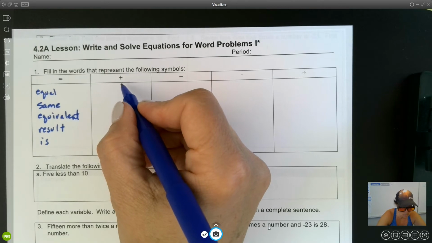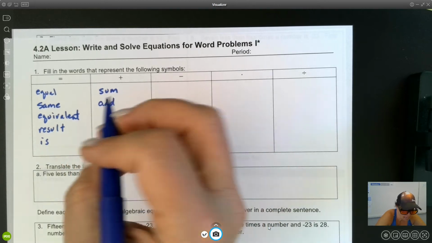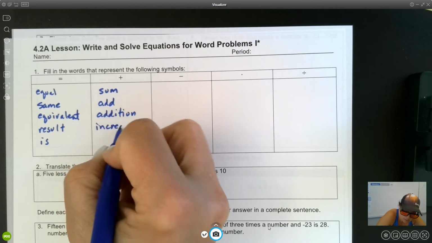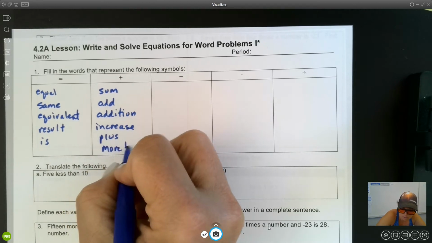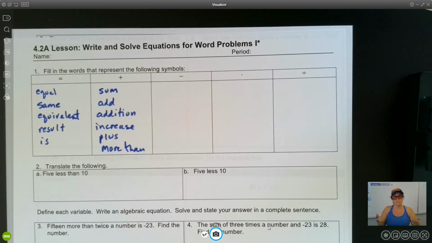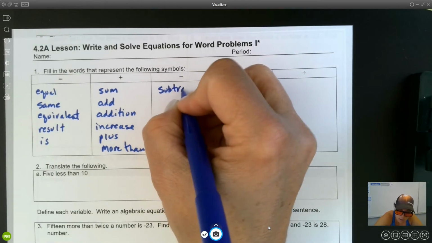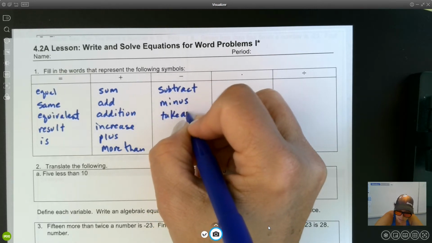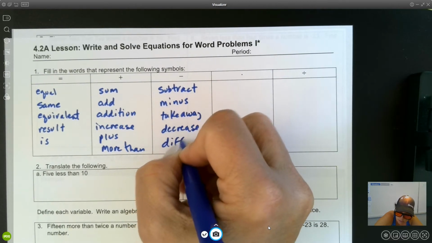Now, this addition sign: sum, add, addition, increase, plus, more than. That's some of them, not all of them. Let's do the subtraction sign: subtract, minus, take away, decrease, difference.